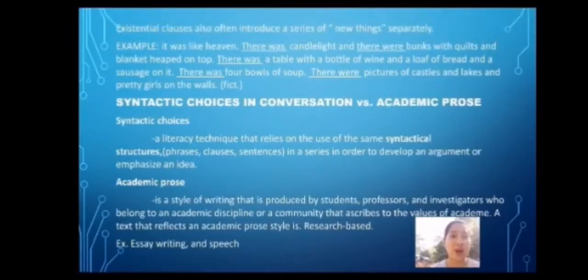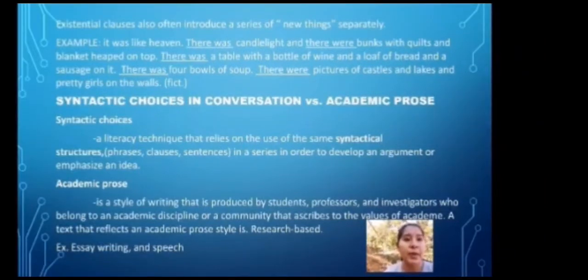Existential clauses also often introduce a series of new things separately. Example: it was like heaven. There was candlelight, and there were bunks with quilts and blankets heaped on top. There was a table with a bottle of wine and a loaf of bread and a sausage on it. There were four bowls of soup. There were pictures of castles and lakes and pretty girls on the wall. In this example, the existential clauses set up the elements that are to follow. It introduced a series of new things separately.